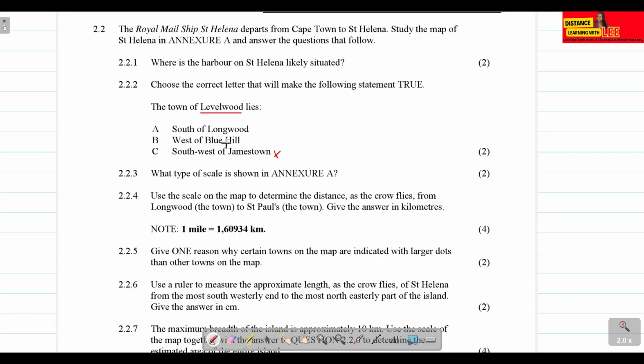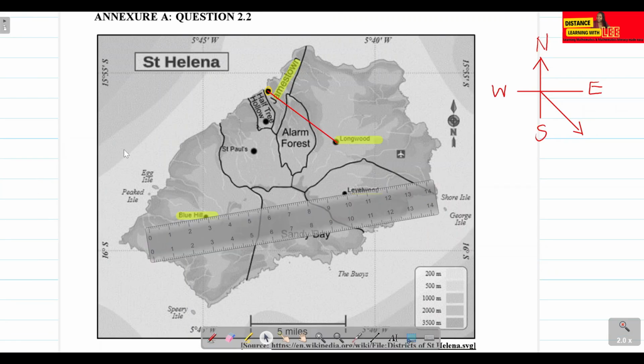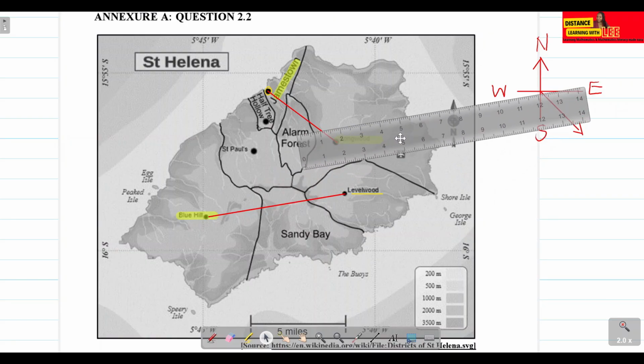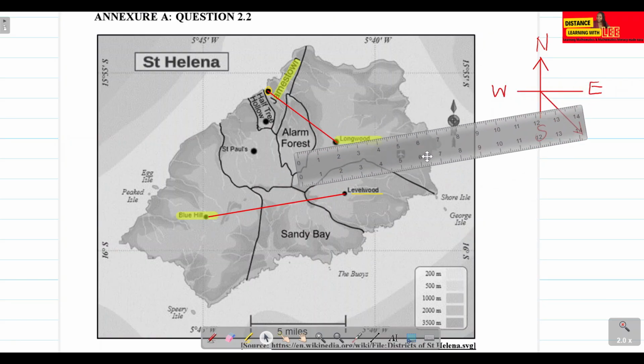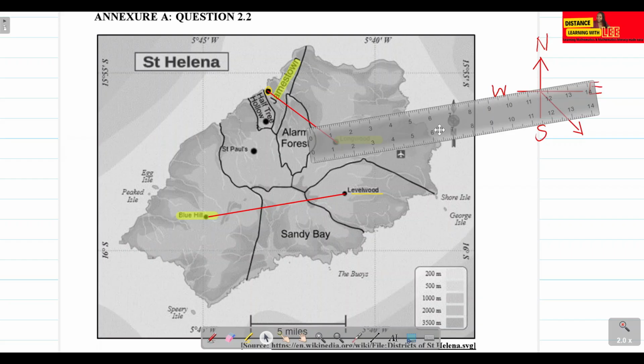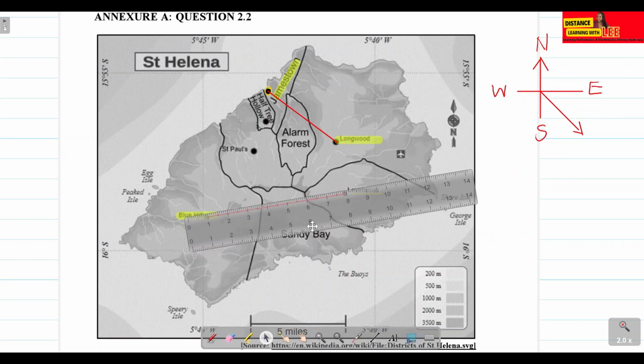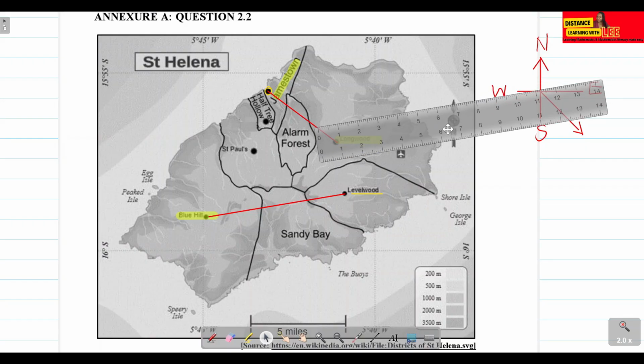Let's have a look at where Levelwood lies from Blue Hill. If we draw a line from Blue Hill to Levelwood, what do we notice? We notice that Levelwood is situated towards the northeast of Blue Hill. Do you see that? Northeast. Do you see how the line is drawn there? That line looks like it's towards the northeast direction.